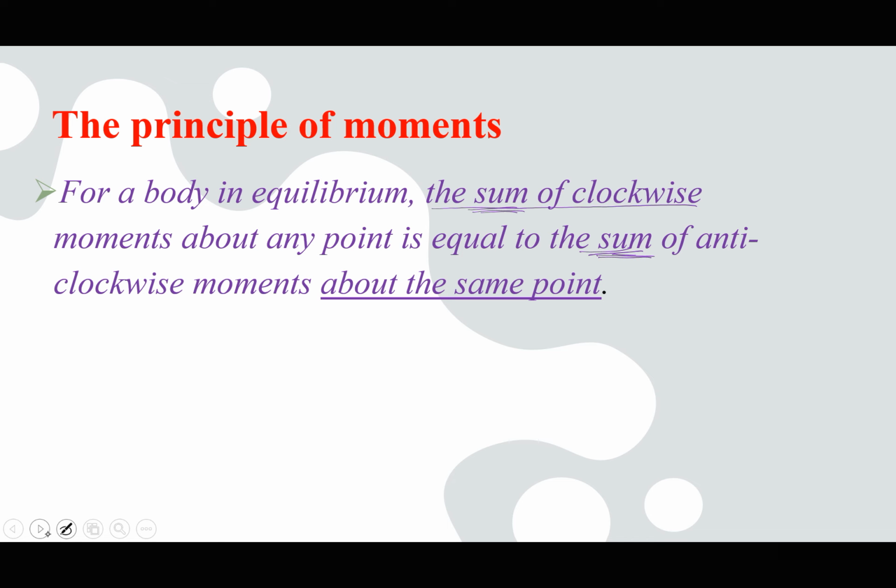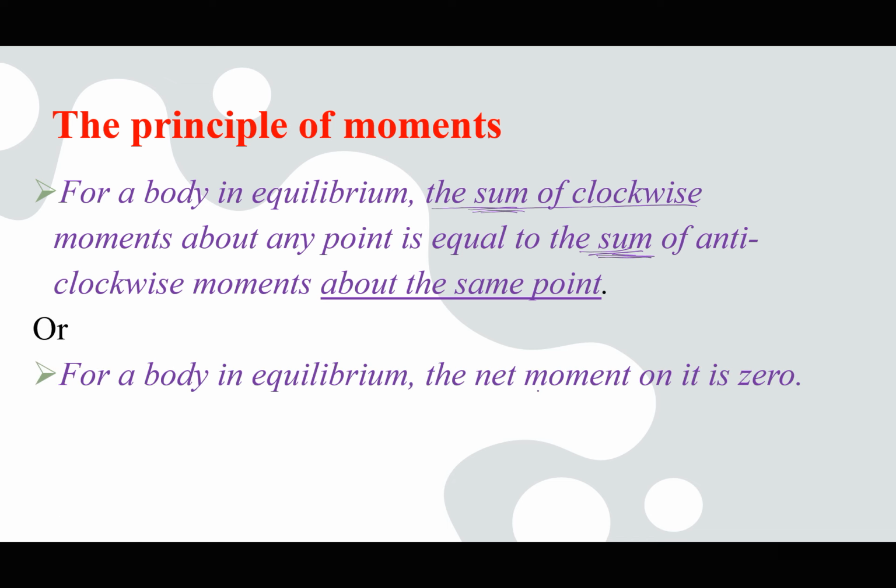To put this in the simplest words, you could simply say that for a body in equilibrium, the net moment on it is zero. You can't get a mark for stating the principle of moments without mentioning for a body in equilibrium. So for a body in equilibrium, the sum of clockwise moments about a point is equal to the sum of anticlockwise moments about the same point. Or for a body in equilibrium, the net moment on it is zero.